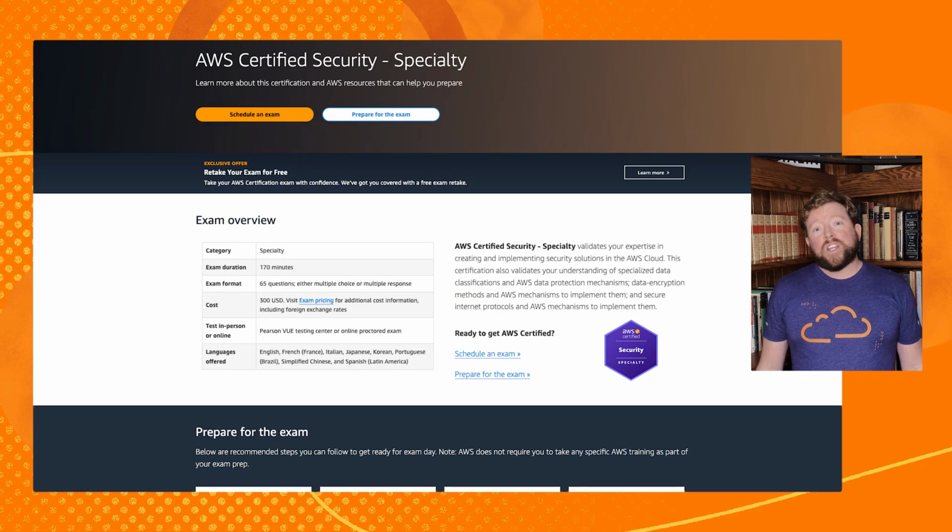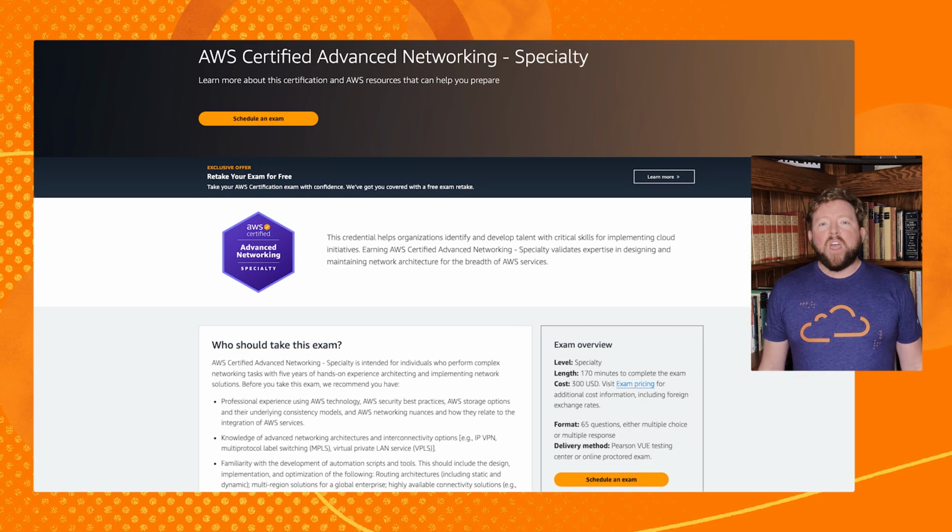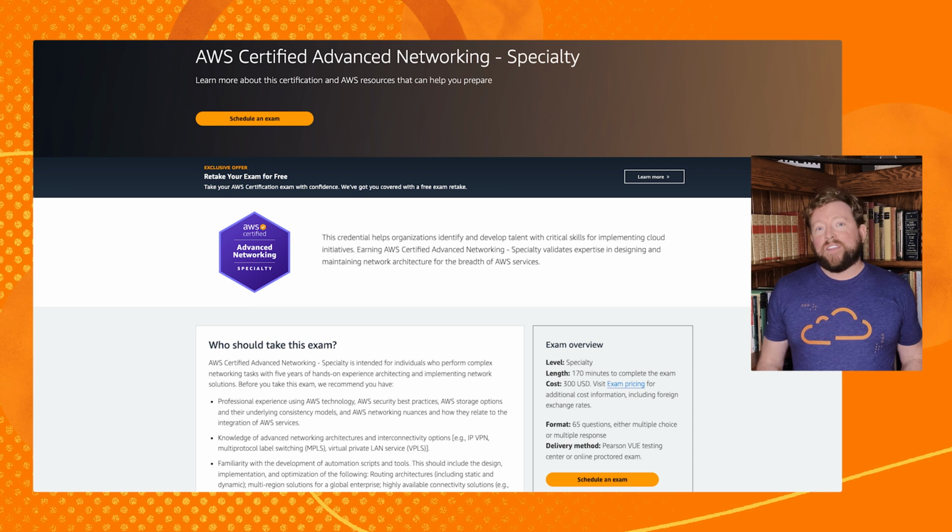We've got security specialty. These are for our security professionals. We then have machine learning. This is for anyone doing AI and ML on AWS. We then have advanced networking, and that's for our network engineers who want to deep dive into the AWS infrastructure and do things like VPCs and all kinds of transitive peering, etc.